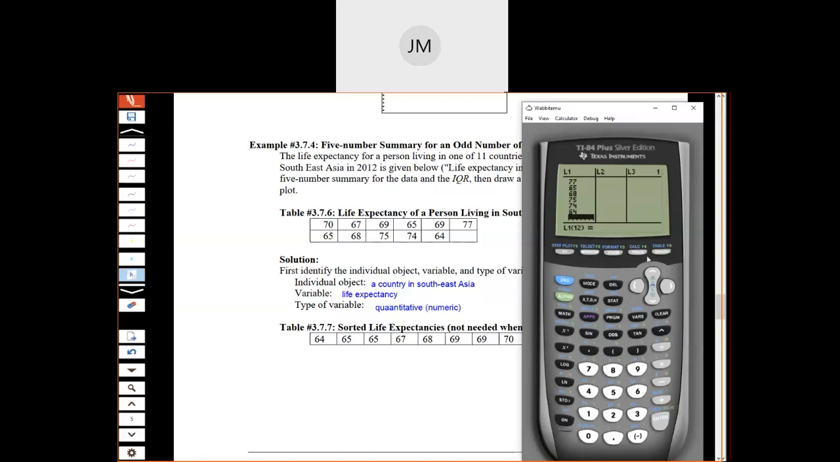Okay. So we have these 11 data points. I put the data in my calculator to compute the 5-number summary. I can hit Stat, go over to Calculate, one variable statistics. Okay, there's no frequency. Make sure that's blank. Hit Calculate. Okay, and down here at the bottom is my 5-number summary.